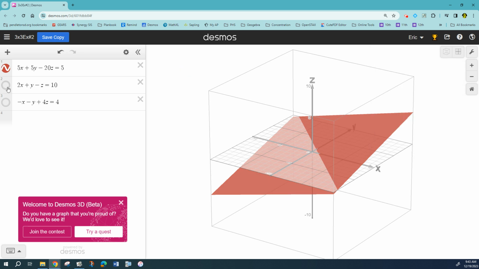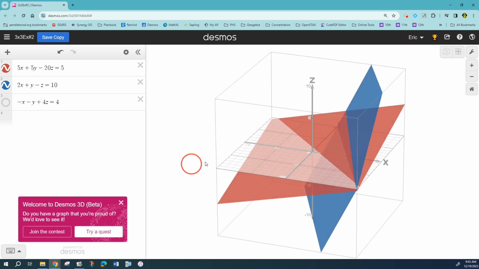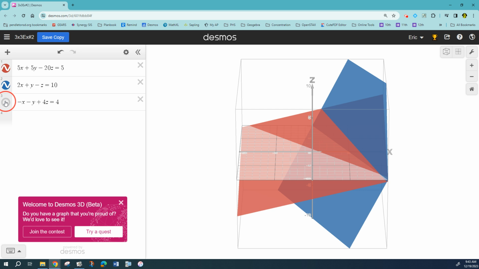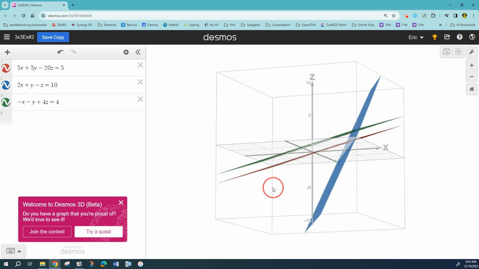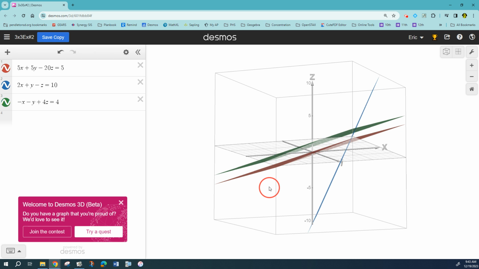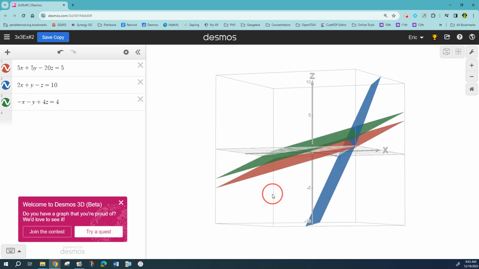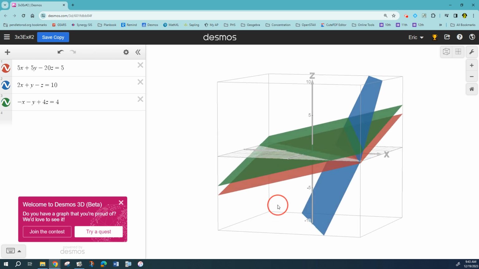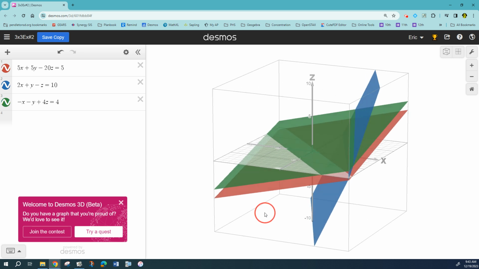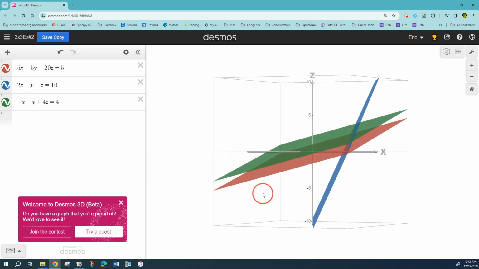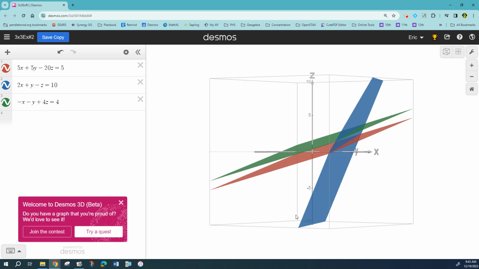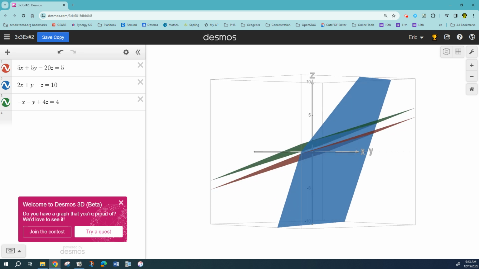There's my first plane. There's my second plane. And I'm going to twist this thing around a little bit. There's my third plane. So how come there are no solutions? Yeah, look, the green and the red planes are parallel, so they never intersect. Okay? That's a cool little calculator. You got to check this one out.